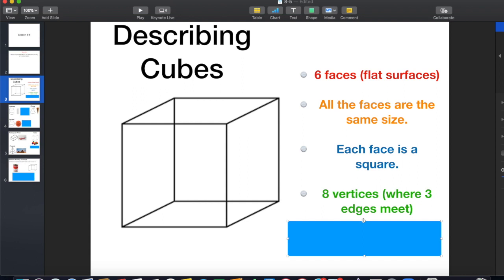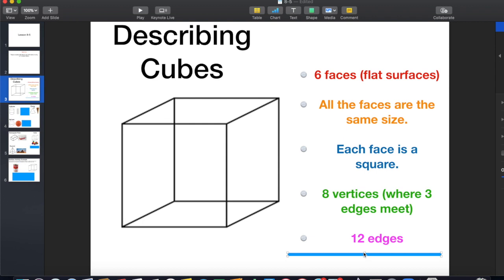On this cube, there are 8 vertices, and a vertice on a 3D shape is where 3 of the edges meet. So if I run my cursor along an edge here, it meets at this point, and it meets this edge at that point, and this edge at that point. So that would be one of my vertices, and there are 8 on this cube. 1, 2, 3, 4, 5, 6, 7, 8. So there are 4 vertices on the top, 4 vertices on the bottom.